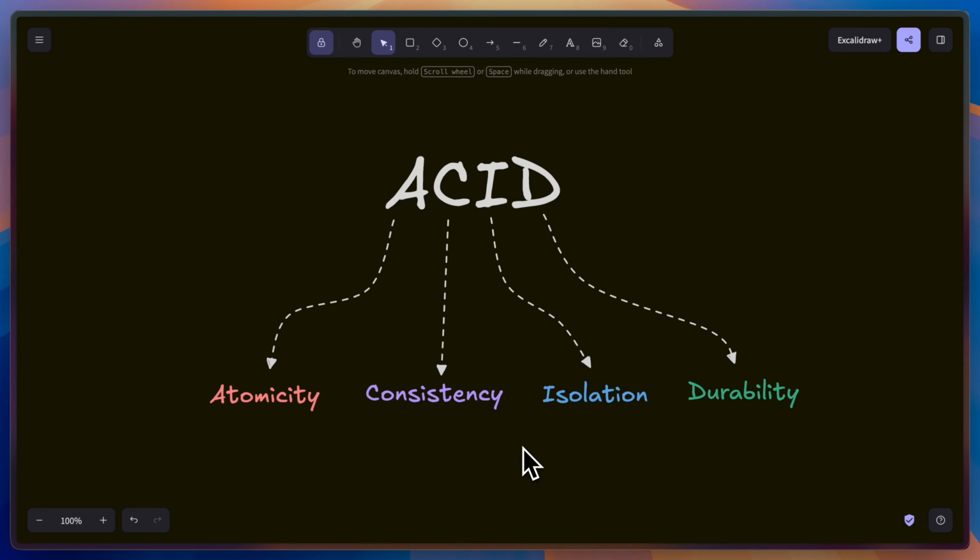Hi everyone. In this video we'll be discussing the ACID properties in databases. By the way, this is going to be a high-level discussion on all of these properties. And I'll be making two separate videos, one for isolation and one for durability, because they need a separate video on that. Alright, so let's get started.